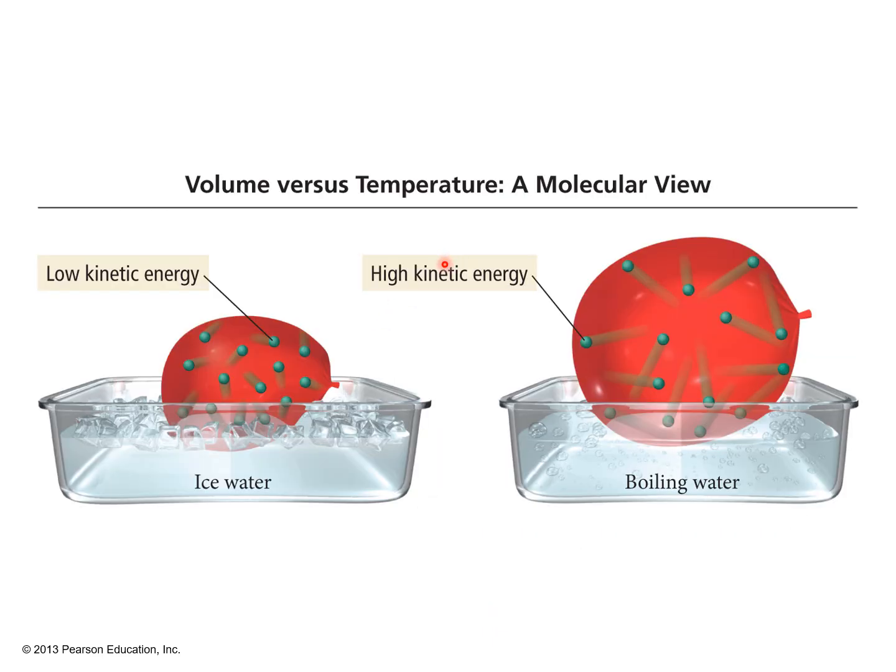Okay, this slide shows a molecular view of Charles's law. We have two containers, one with ice water and the other filled with boiling water. As we know, ice water has a lower temperature and boiling water has a higher temperature. We put a balloon inside each container, and we see what happens to the size of the balloon. If you look at the size, that means we are looking at the volume of the balloon.